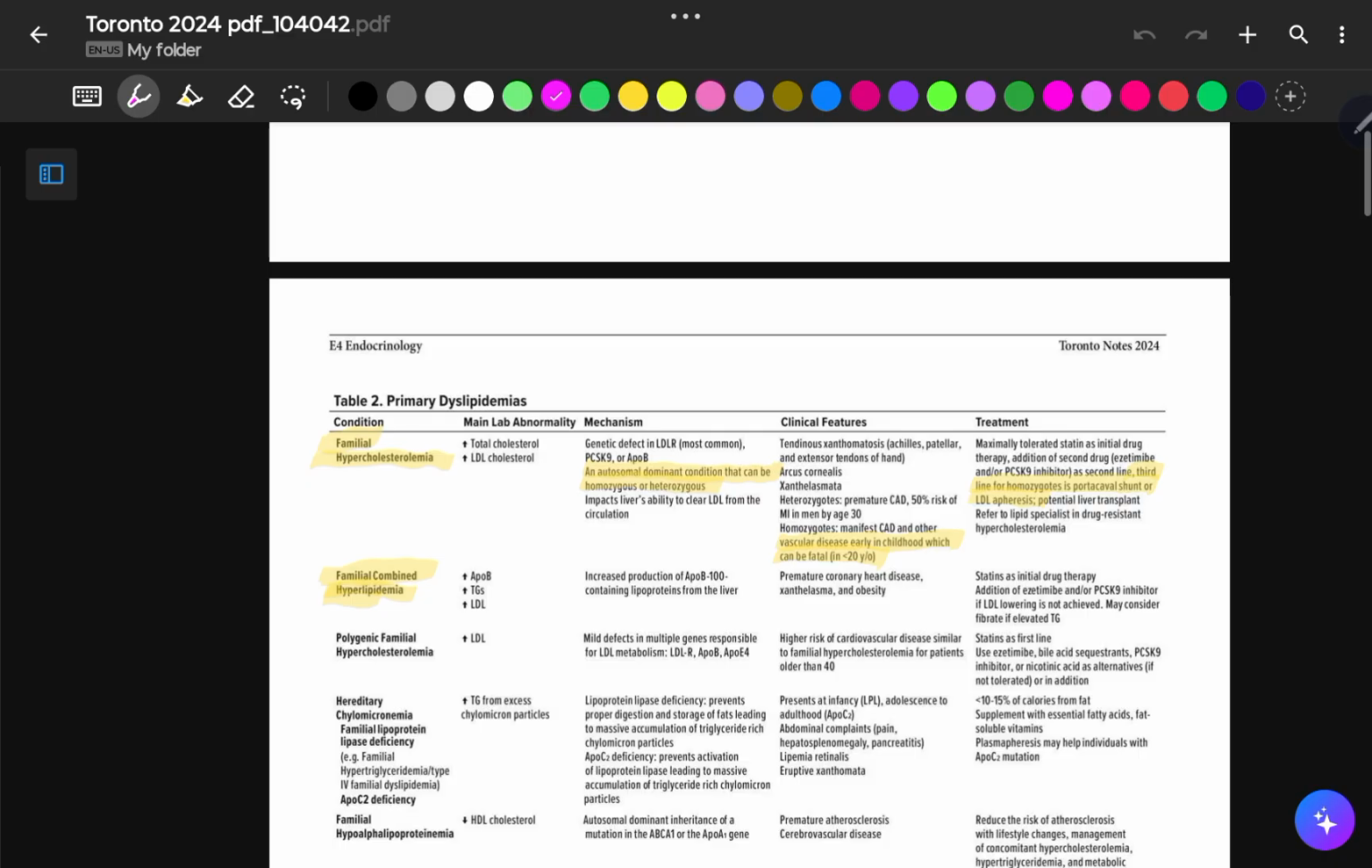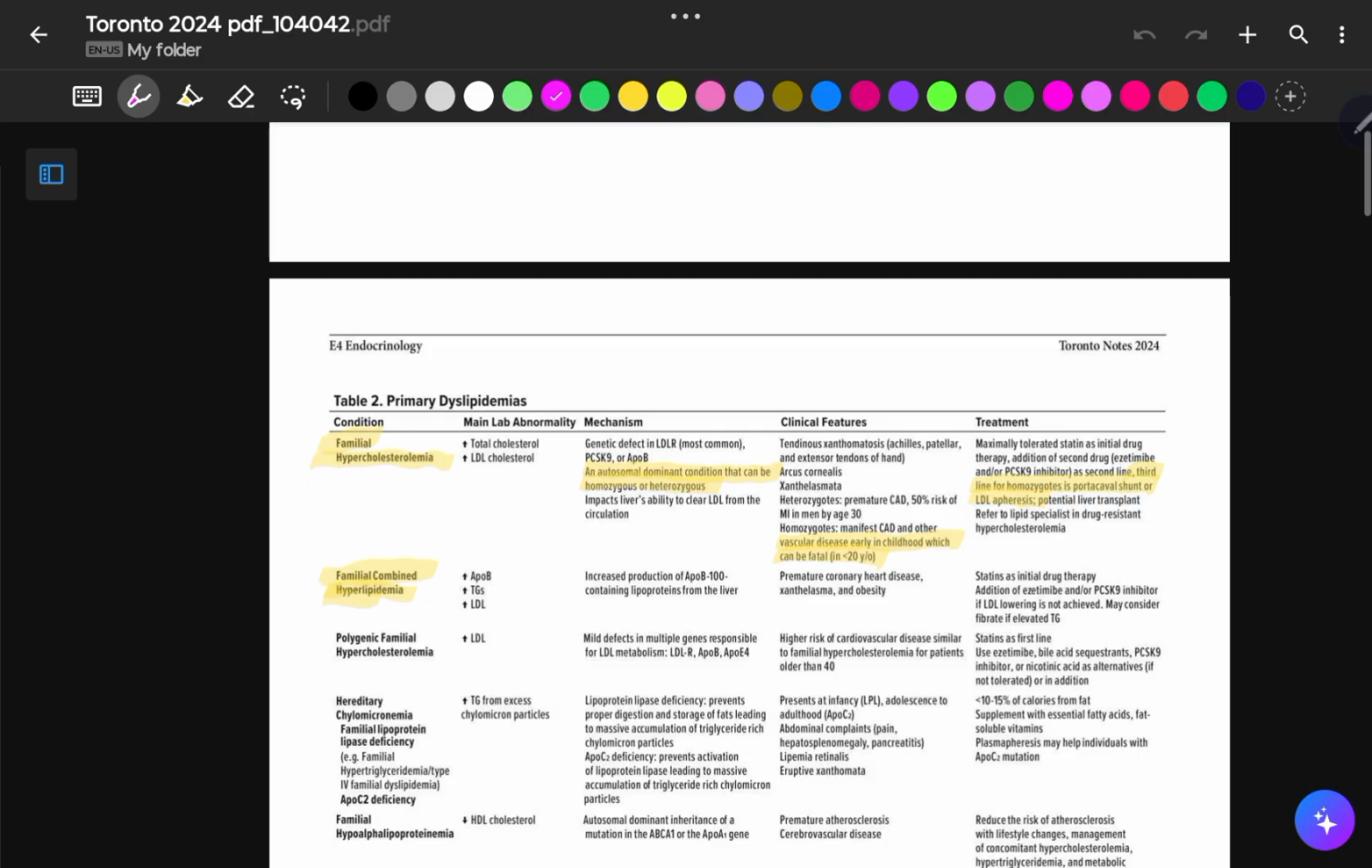Okay, and the heterozygotes usually present with premature coronary artery disease. They have a 50% risk of having an MI in men by the age of 30. And the homozygous usually manifest coronary artery disease and other vascular disease early in childhood, which can actually be fatal. So if you're a homozygous type, you usually present with symptoms much earlier in life.